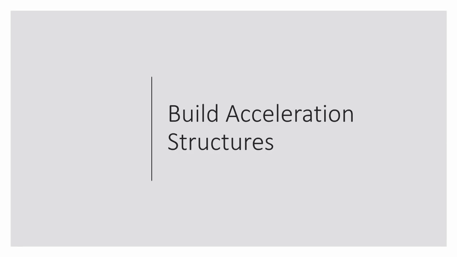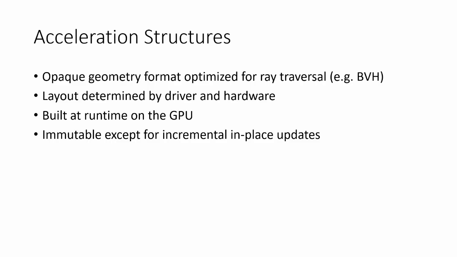Step one, we need to build acceleration structures, which is the geometry that we ray trace against. An acceleration structure is an opaque format. It's an area of memory that is defined by the implementation. It's highly optimized for ray traversal. Typically, this is going to be some kind of bounding volume hierarchy, but the design of Direct3D ray tracing doesn't require that. An implementation could innovate and come up with different types of acceleration structure.